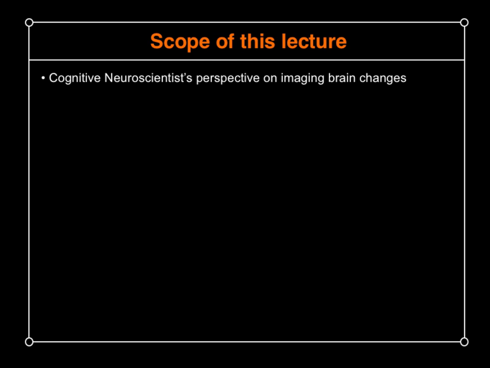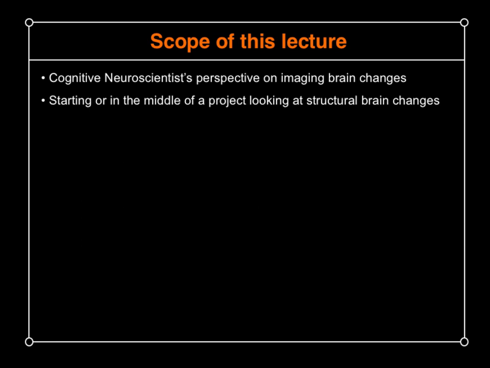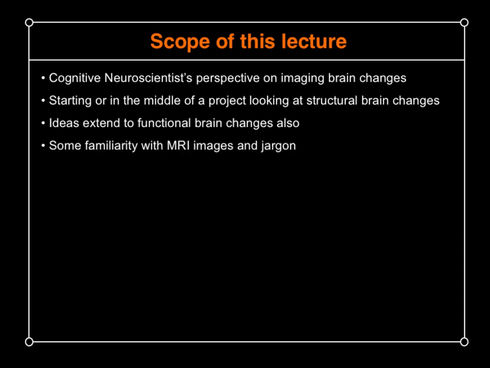Everything that I'm saying today is mostly a cognitive neuroscientist perspective on imaging brain changes. I think the material that I have put together is probably going to be useful for people who are starting or in the middle of a project looking at structural brain changes. That said, many of the ideas are extendable even to looking at functional brain changes. And I'm assuming that, since this is the tail end of the entire series of seminars, you're familiar with the MRI images and the jargon to some extent. But if you have any questions, please feel free to stop me.